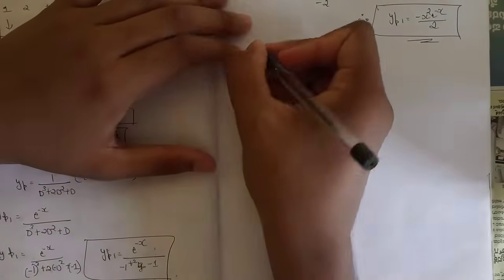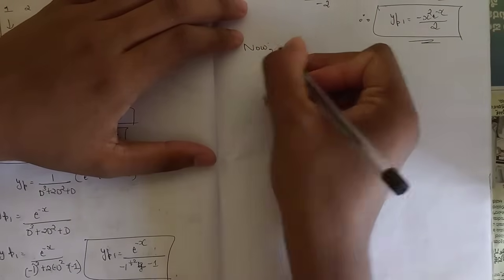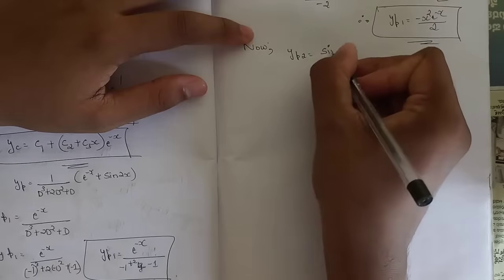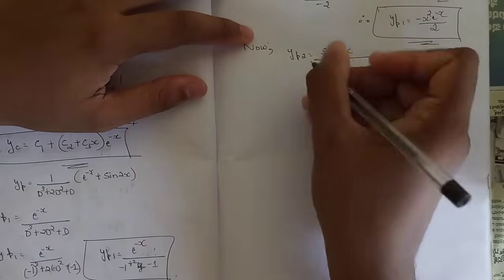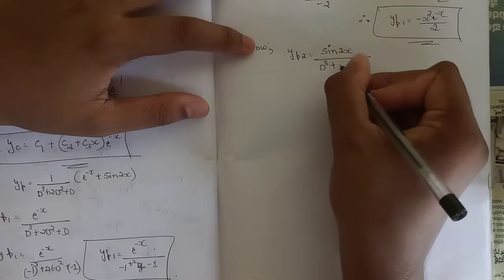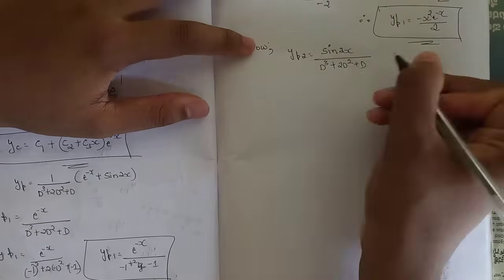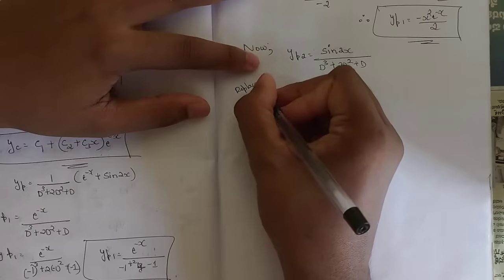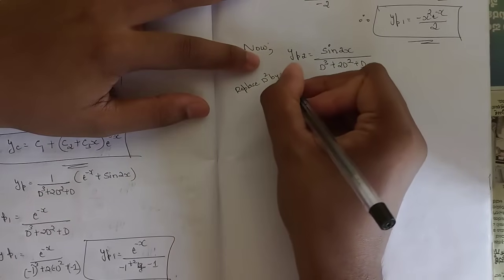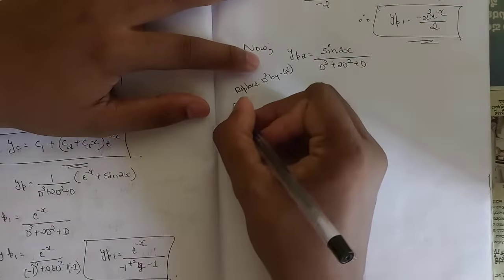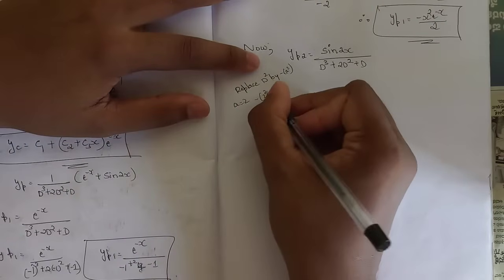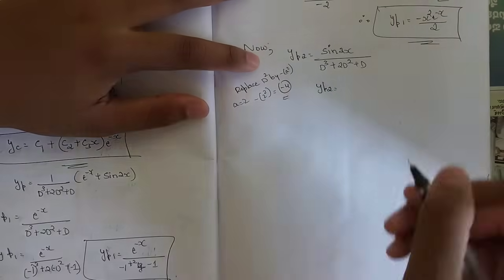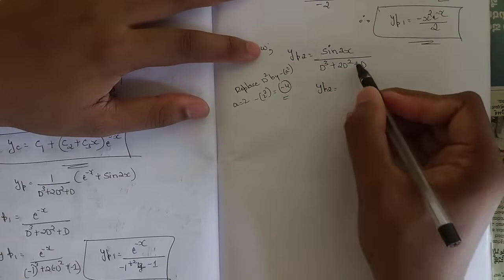So now, in the same way, we find yp2. Our function is sin 2x divided by f of D, which is D cube plus 2D square plus D. Here again we need to replace D square by minus a square, where the value of a is 2, so minus 2 square is minus 4. So yp2 would be, here we directly have one D square term.